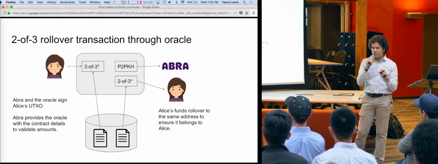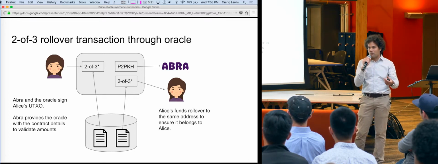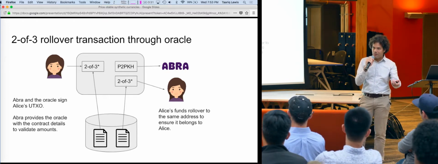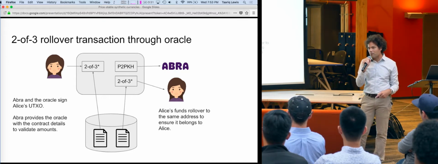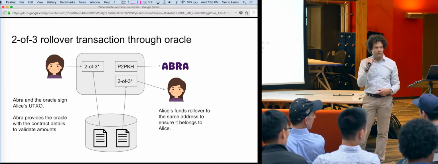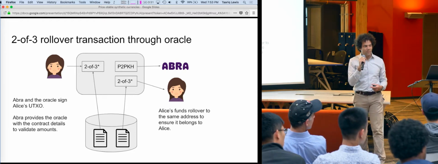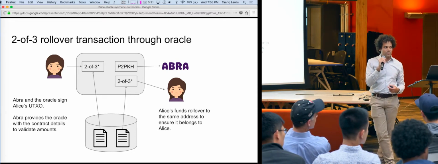There's an interface to the Oracle for Abra to say, I want to roll over stuff. If you allow Abra to present the address that they want the rollover funds to go to, they could potentially steal Abra's money. But Alice's money is getting rolled over into her own address. So I think your point is that by just the mere possession of the private key, you can pretend to be Abra, but I doubt that's how it works.